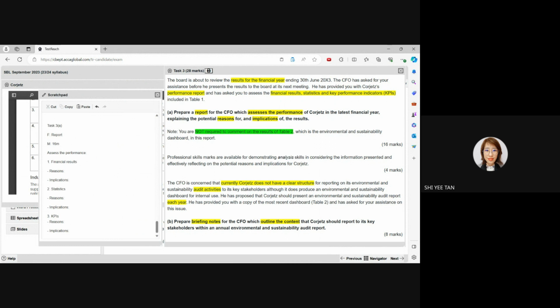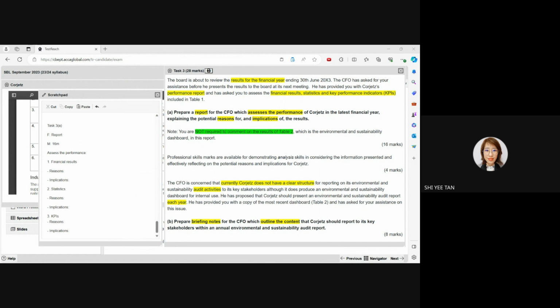Okay, second question. The CFO is concerned that currently Corjetz does not have a clear structure for reporting on its environmental and sustainability audit activities. Why do I highlight audit activities? Because to report on environmental and sustainability effort versus to report on environmental and sustainability audit activities are different. You report on your effort means what have you done, right?